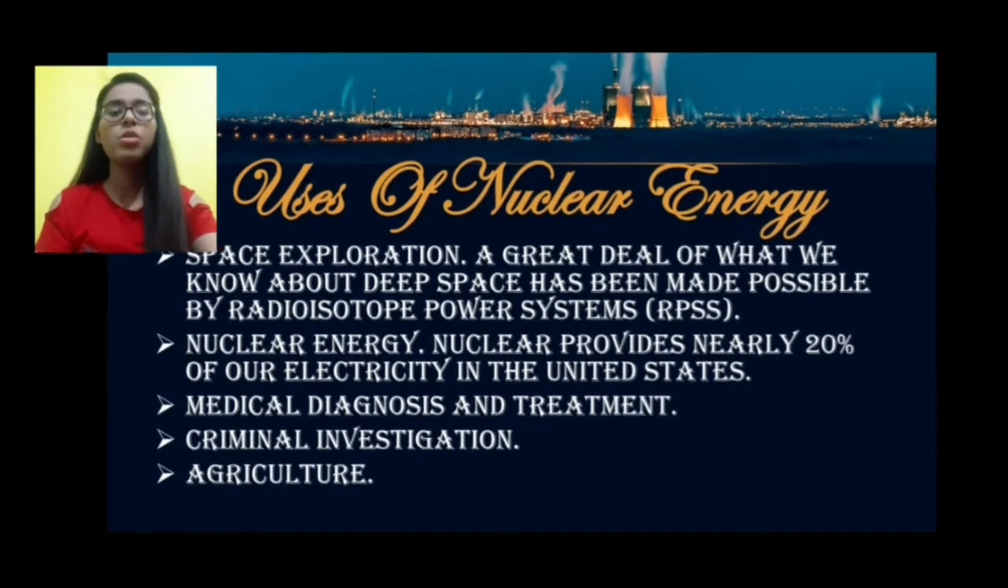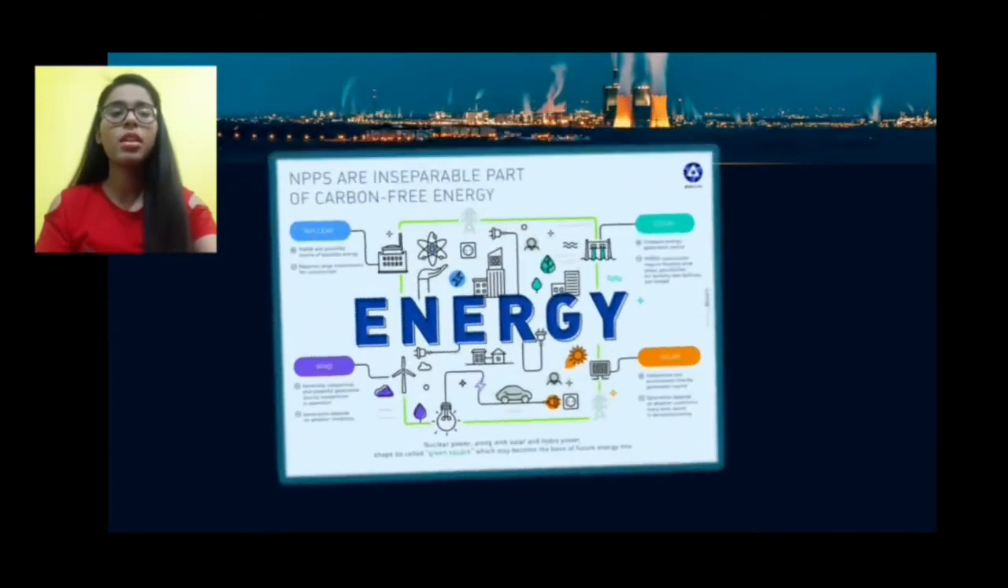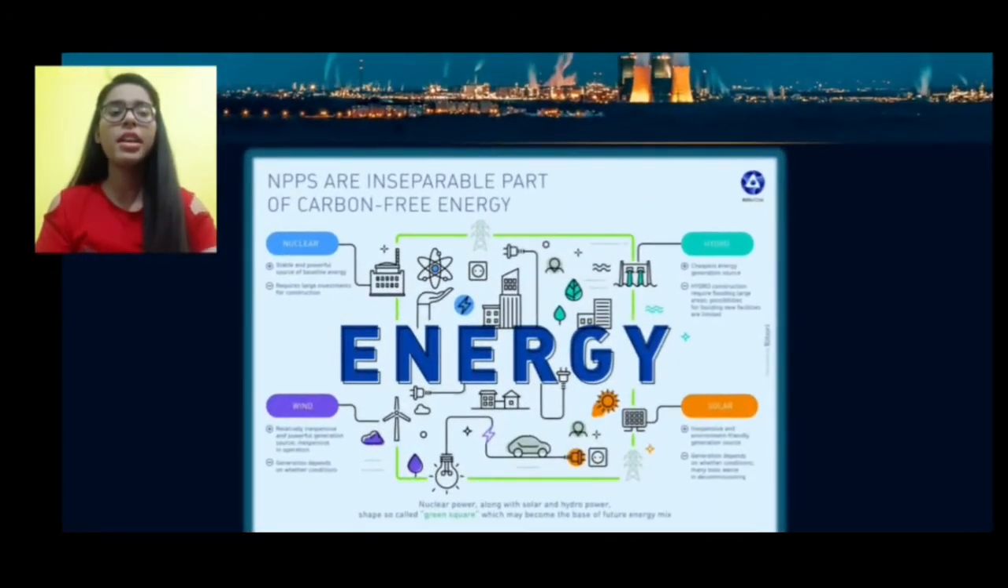Now, coming to the next slide. Here we can see the chart which shows NPPs. They are an irreducible part of carbon-free energy. These are of four types: nuclear, hydro, wind and solar. Let's first talk about nuclear. It is a stable and powerful source of baseline energy. It requires large investment for construction. Second, hydro. It is the cheapest energy generation source.